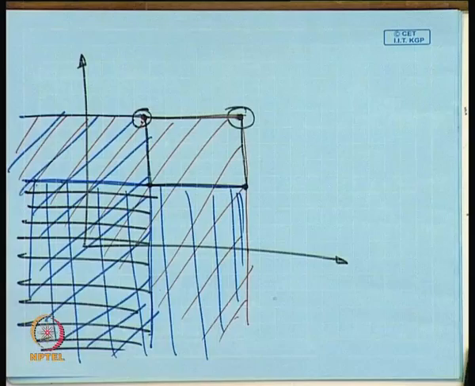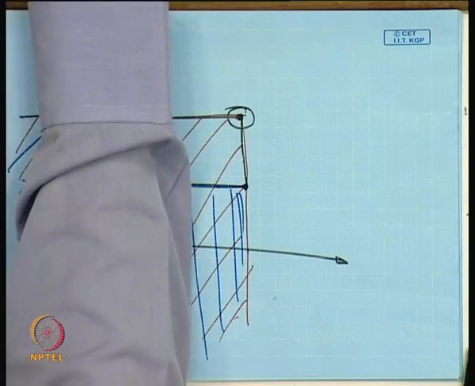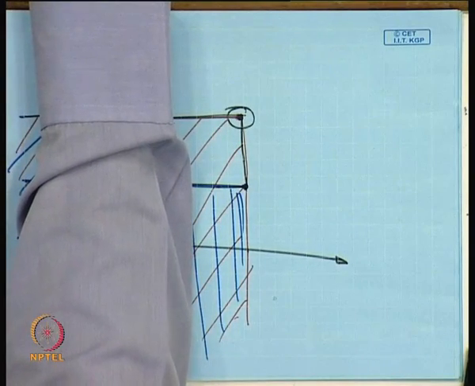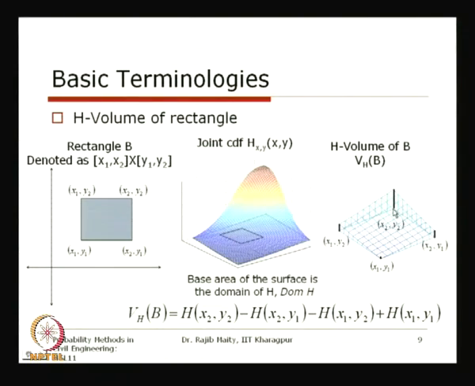And this is why, when we are talking about this H volume, that means at that time we are taking this area minus this ordinate, which is nothing but the total volume under the PDF, that we just discussed. So this one minus this ordinate plus this one. So this gives you the H volume over this rectangle.